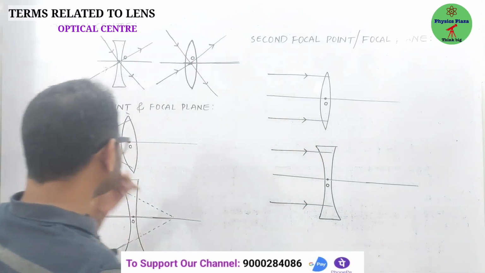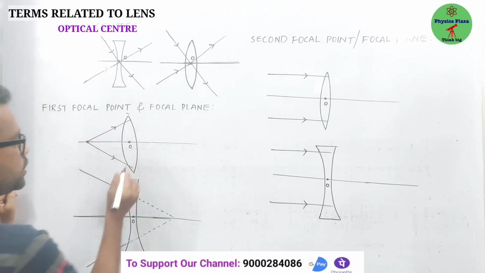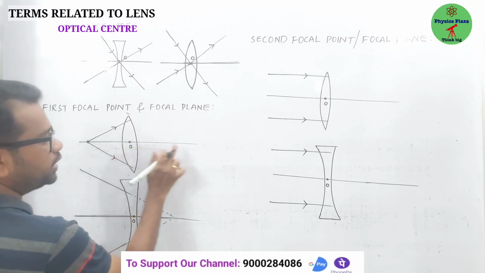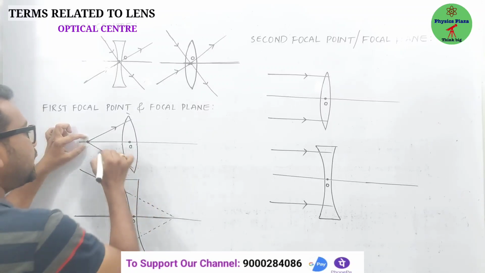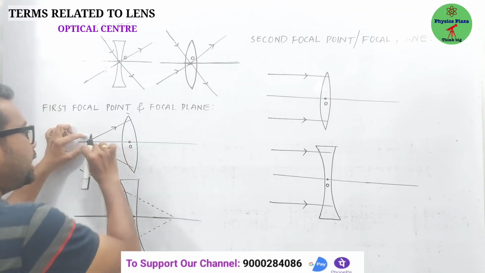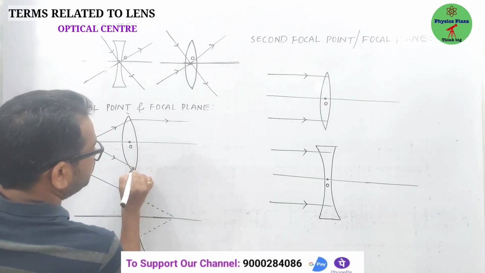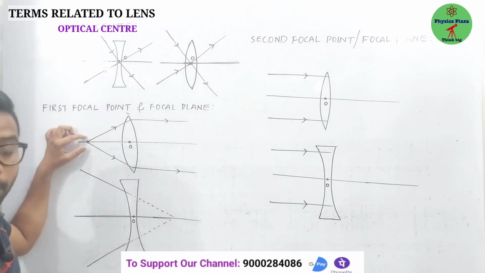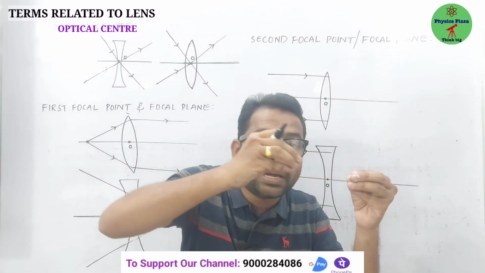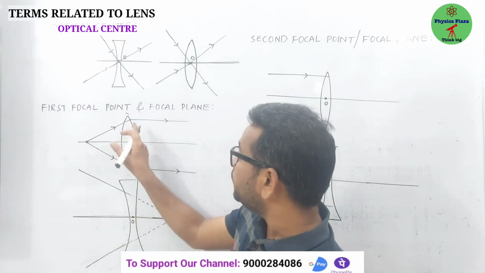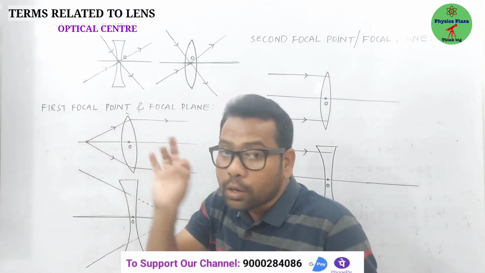Okay, now children, come to the first focal point and first focal plane. First, we will see the convex lens. We already learned the optic center. Here is the principal axis. There will be one point on the principal axis such that the light rays incident on the lens, after refraction, go parallel to the principal axis. I repeat: the point from where the light rays come and are incident on the lens, such that after refraction they go parallel to the principal axis of the convex lens, we can call the first focal point.